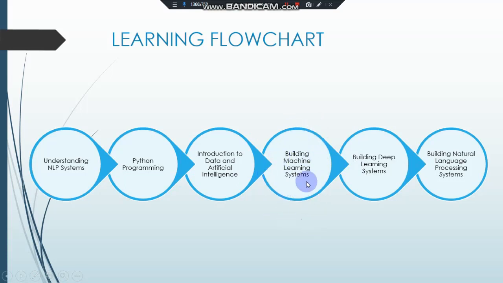And this understanding from this point to this point will now equip us with the skills necessary to build deep learning systems. Deep learning systems are advanced forms of machine learning systems, so you should understand that. So we'll start building deep learning systems, and building all this knowledge up to deep learning systems would have equipped us with enough knowledge to now build our natural language processing systems.